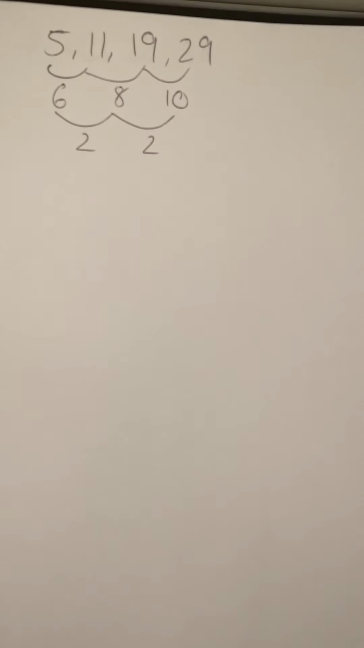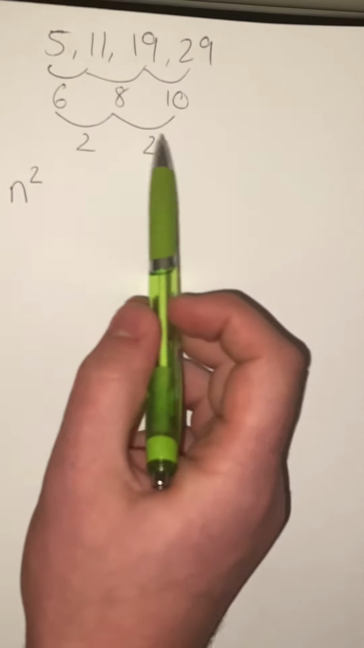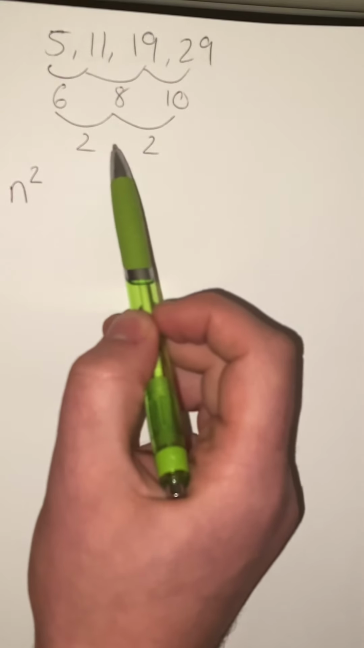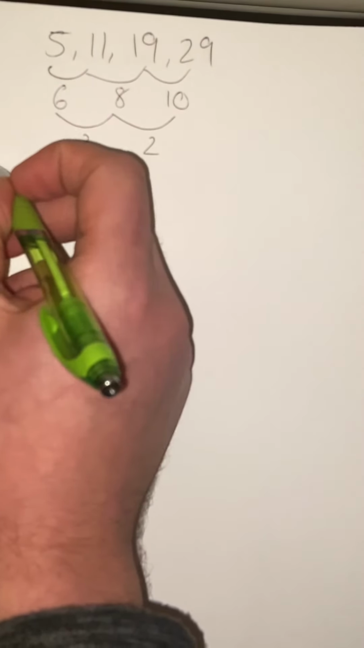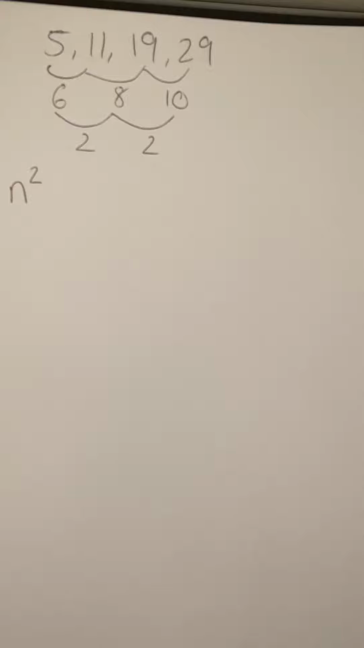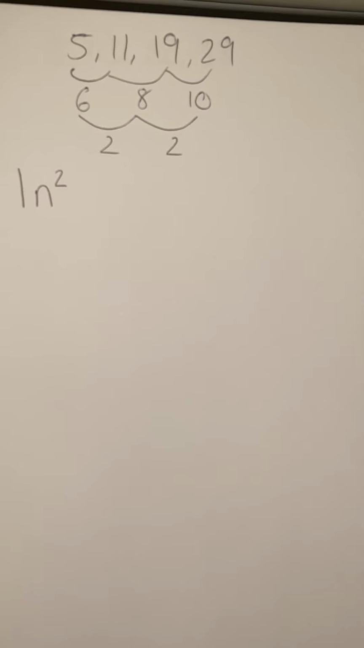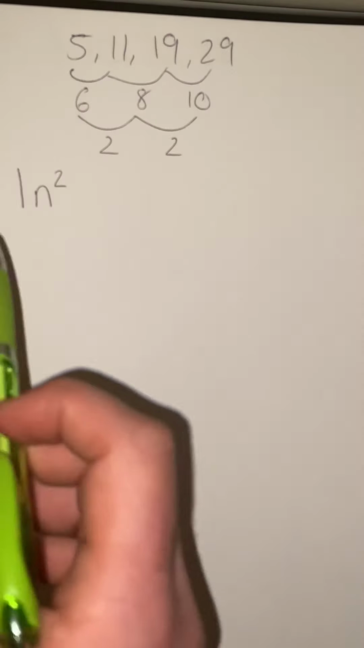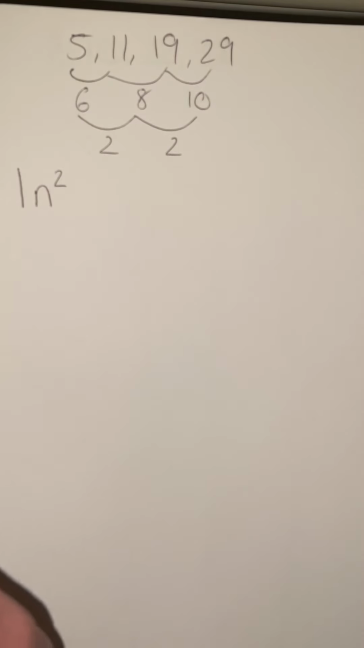Now, because we got down to a second set of differences, that tells us that the sequence is quadratic. So we're going to end up with n squared. Now, when we have this second difference, we halve it, and that tells us what the number is in front of the n squared. So for us this time, it is 1 n squared, or just n squared, it'll be fine. Now we need to find the rest of the sequence.